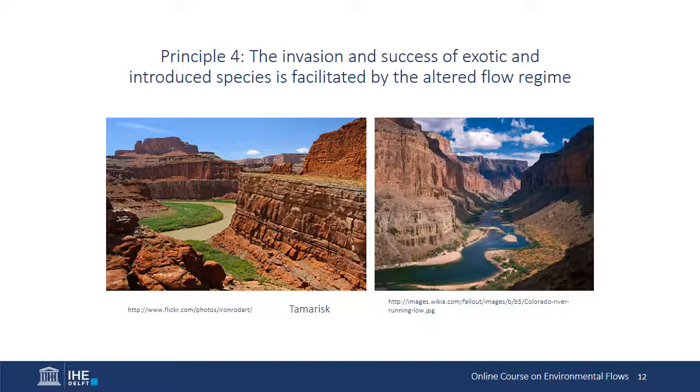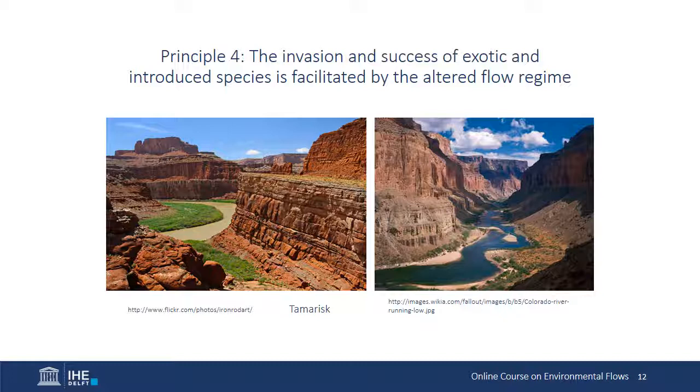Principle 4 propels us clearly into the topic of altered flow regimes that compromise native species and favor exotic species. As we've seen in the lecture so far, native species are adapted to the natural variability of their home rivers, including natural disturbance regimes. This gives them advantages over exotic species looking for any opportunity to invade. But when flow regimes are modified, these advantages are lost or diminished.